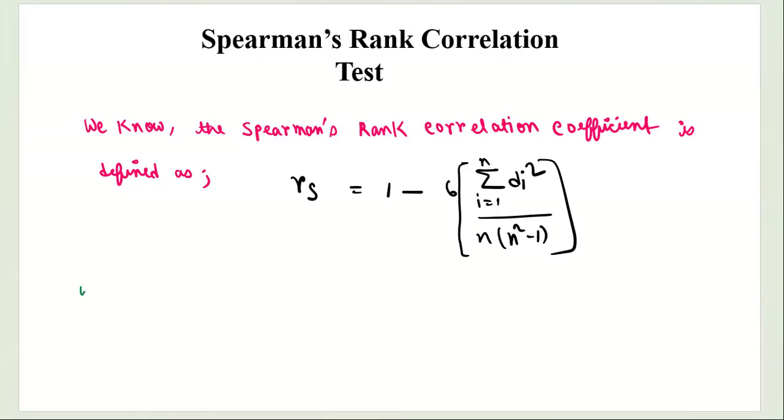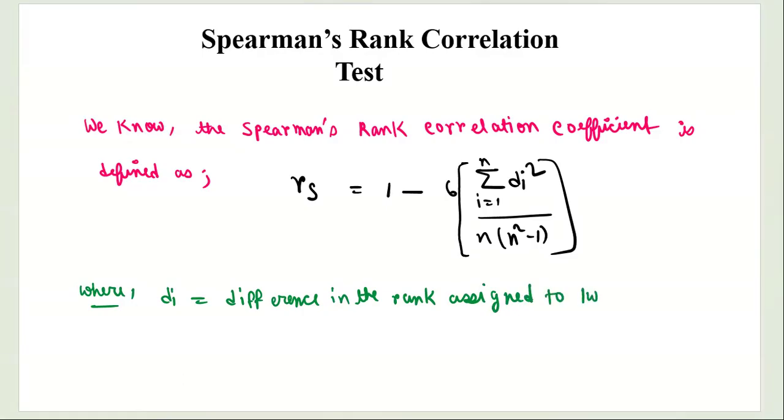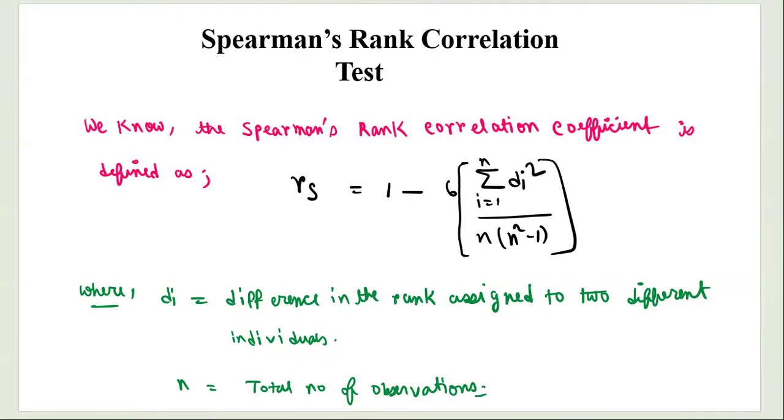Now, what is this d_i here? Where d_i represents the difference in the rank assigned to two different individuals, and n is the total number of observations. So this is the formula. According to Spearman, the rank correlation coefficient can be found out using this particular formula, where d_i is the difference in the rank. Now, when I give you the example, I'll formally show you how to find out this difference in the rank assigned to two different individuals, and n will be the total number of observations.